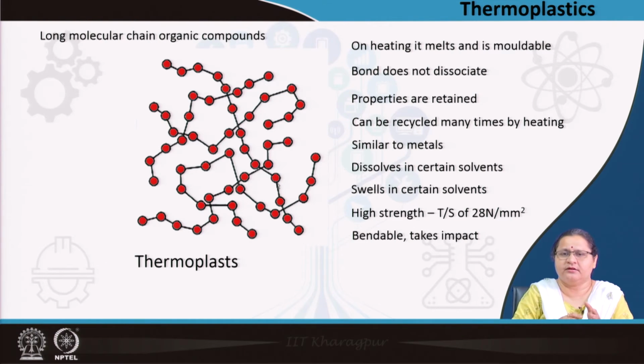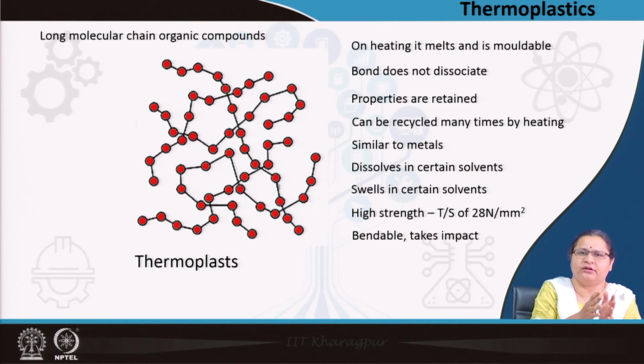Now remember, thermoplasts are not 100% used. They will be added with some other material, because the polymer is the binder, but it will be binding other things also. We will come to that a little later. Now, on the tensile strength, it can take up to 28 Newton per millimeter square, it is bendable, it can take impact.